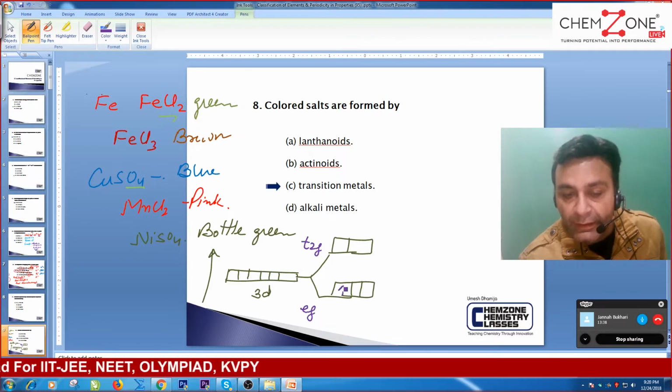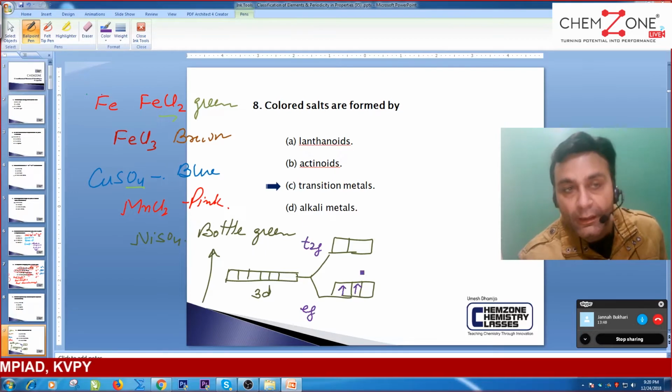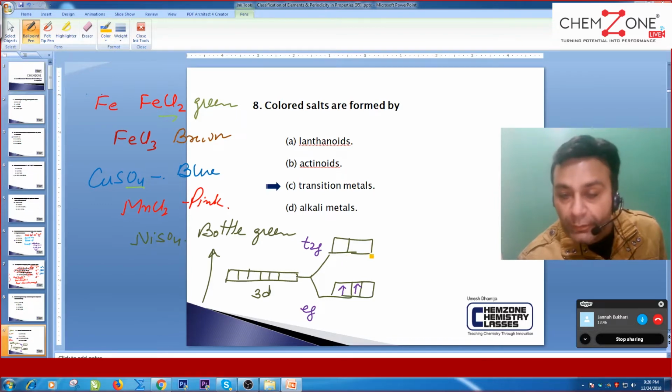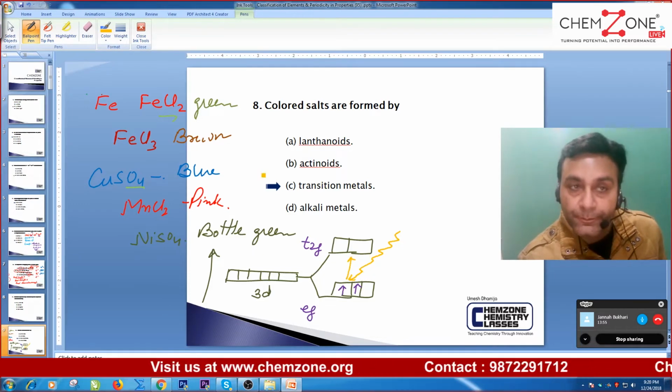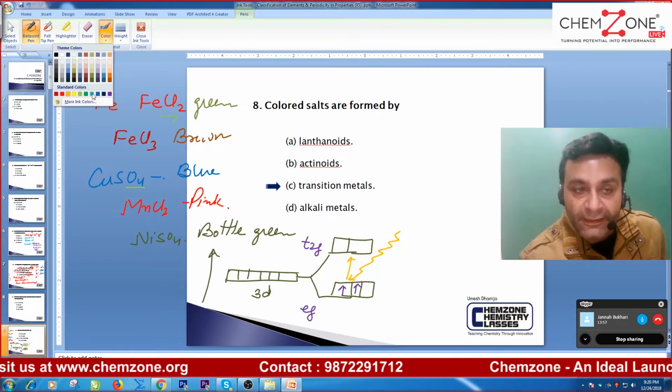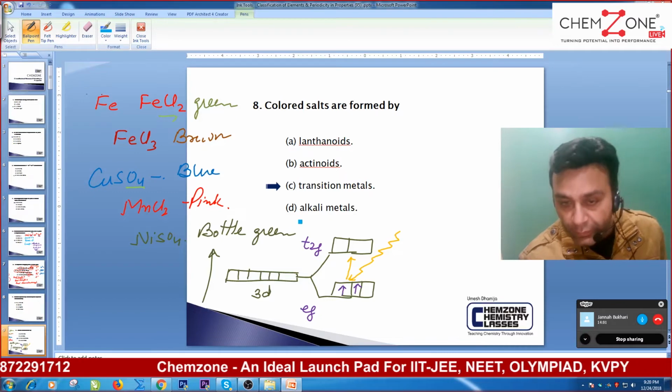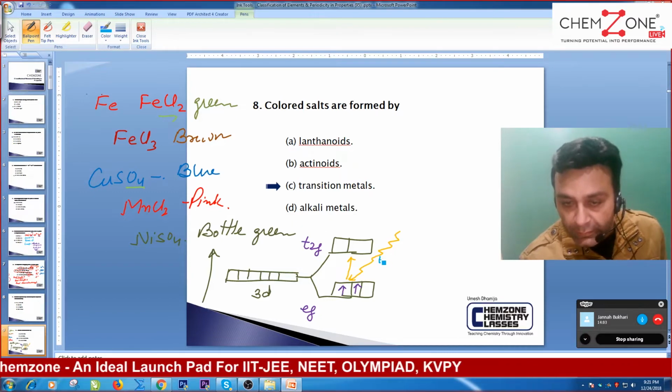Some electrons remain in the ground state, and some in the excited state. Some orbitals remain empty also. When radiation falls upon this, electrons jump from the lower energy level to the higher energy level. Is this clear up to this point? Because they're jumping, they create the light.